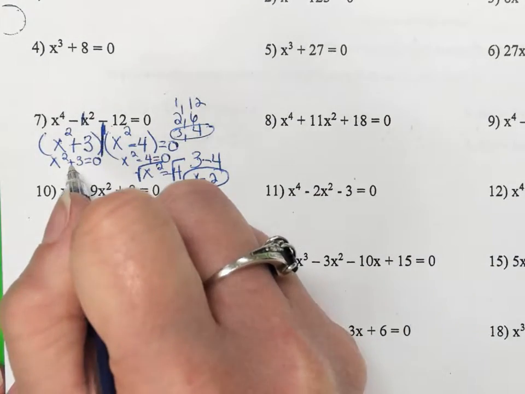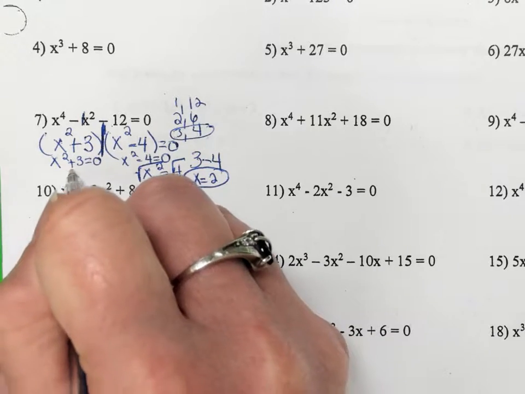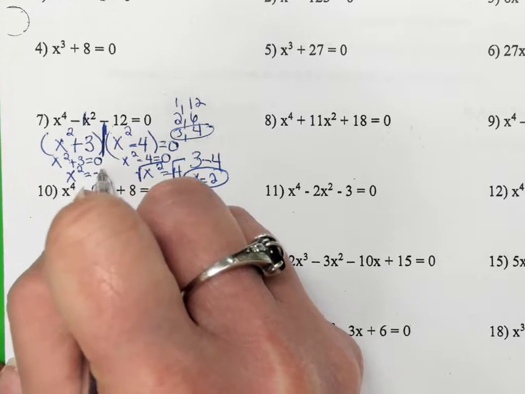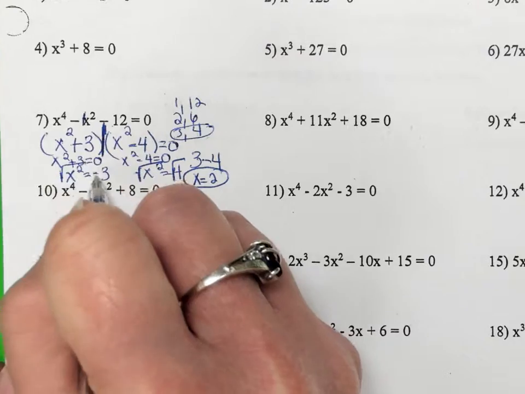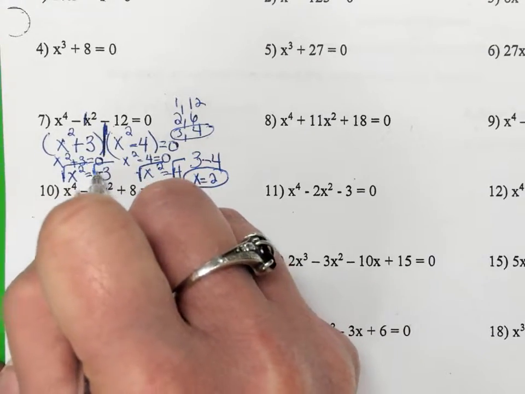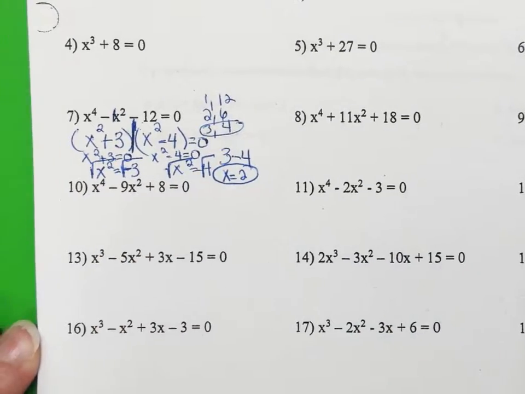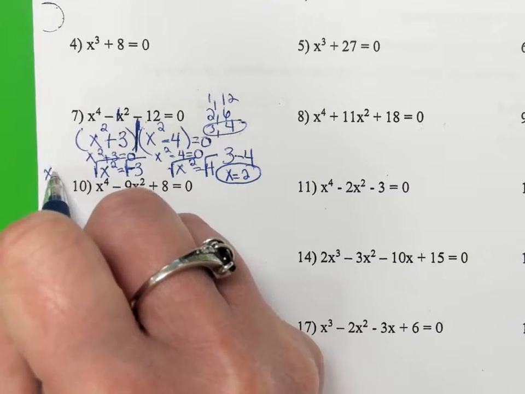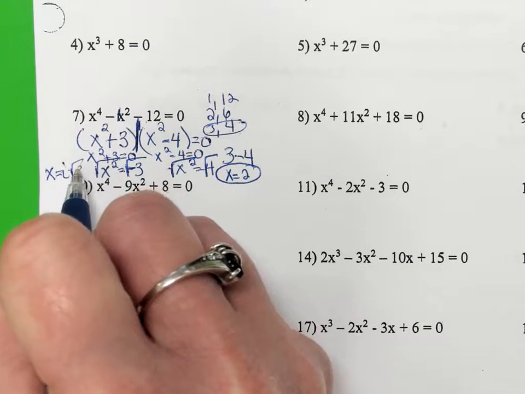All right, move the 3. How do I move that 3? Subtract it. So x squared equals -3. Square root. And what's the square root of a negative? I. So it's x equals i square root of 3.